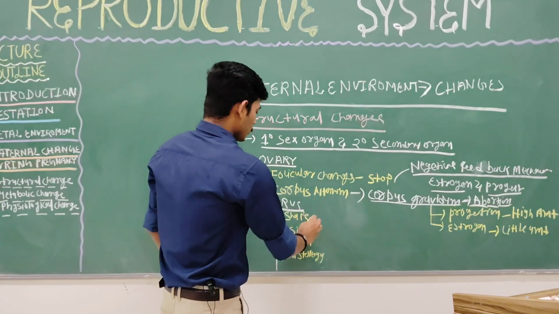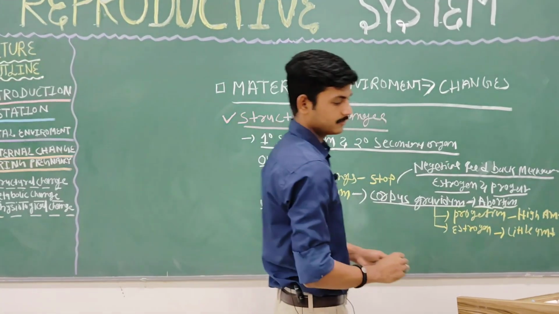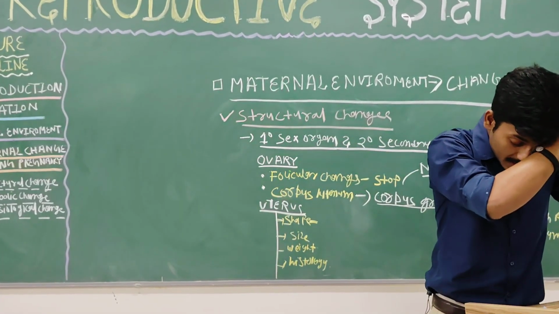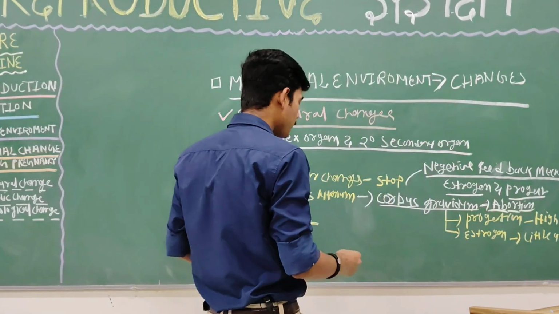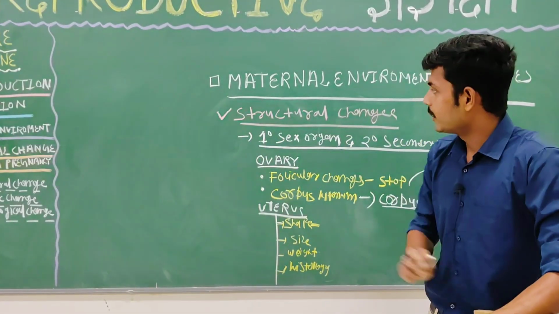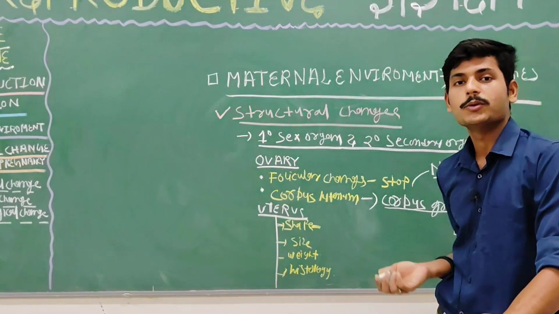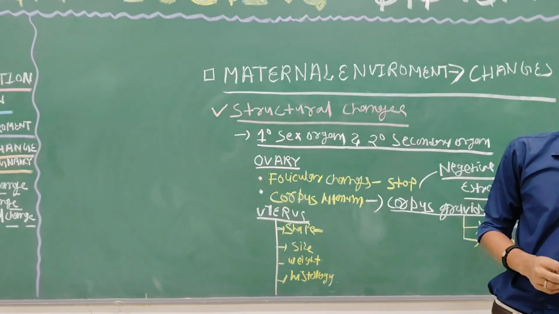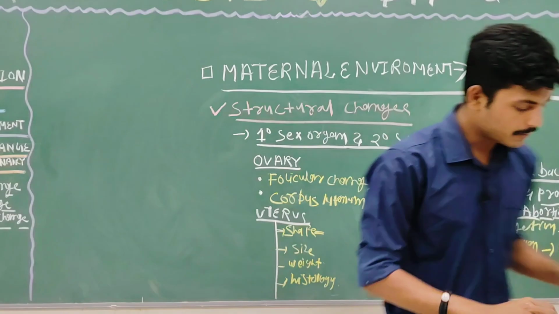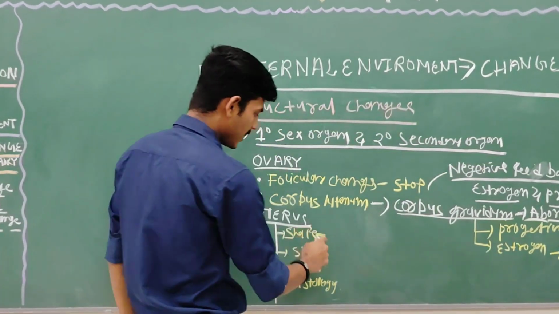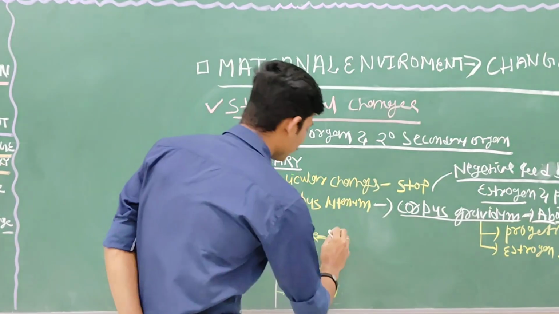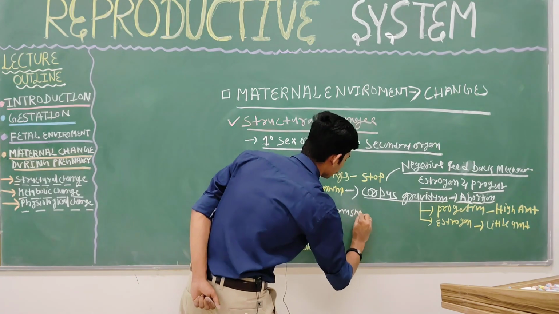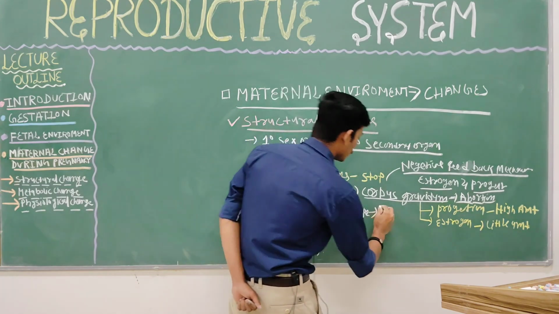Normal uterus shape is pyriform, isn't it? The normal shape of the uterus is pyriform, but during pregnancy it changes into the globular form. First, write down about the shape: the normal pyriform shape changes into the globular shape.